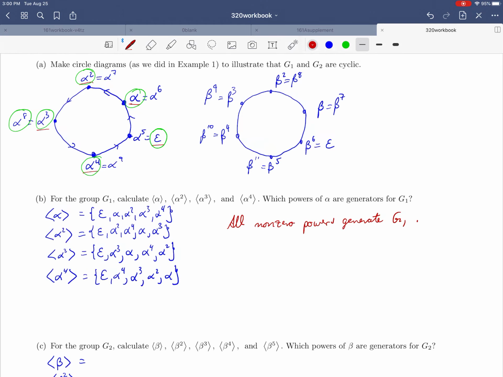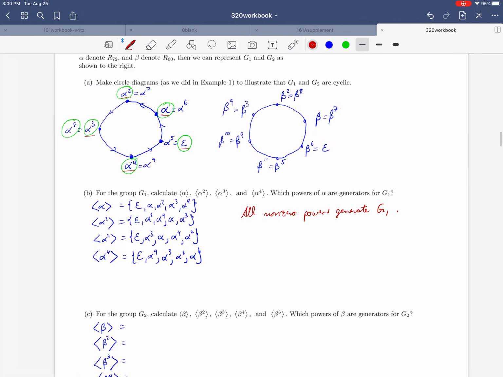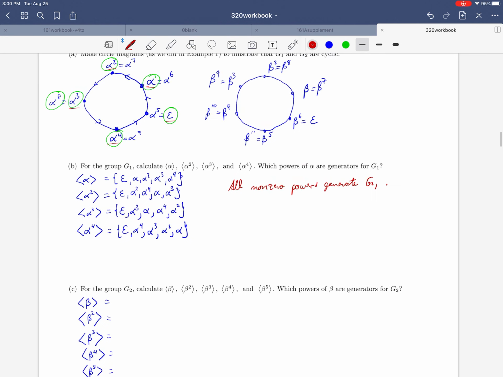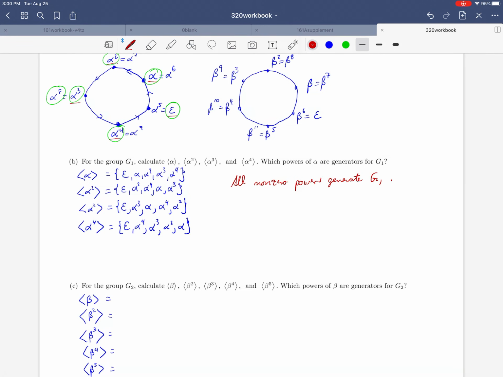Let's see if that's also going to happen with our group beta for the hexagon. So I may have to zoom a little bit so that we can still see our circle diagram. So what do we get when we take beta to higher and higher powers? Well, the 0th power, that's just the identity. And then we have beta squared, beta cubed, beta to the 4th, beta to the 5th, and then beta to the 6th is the identity again. So we have everything just going around our circle once.